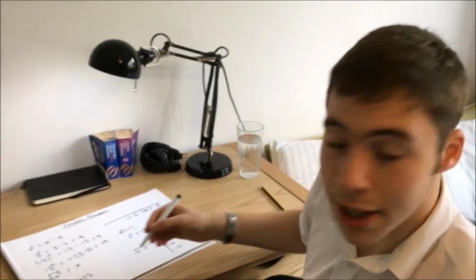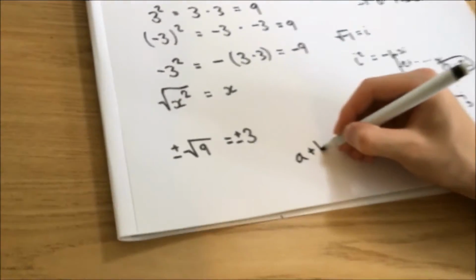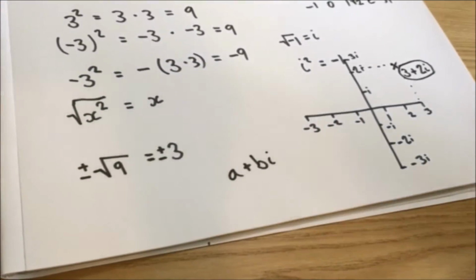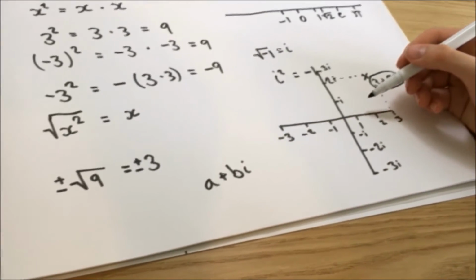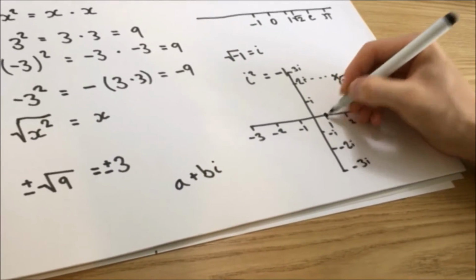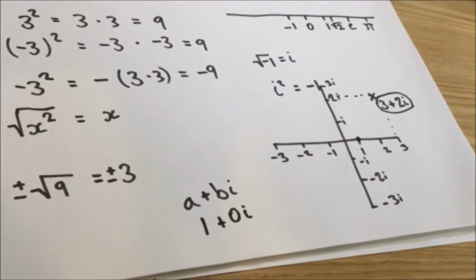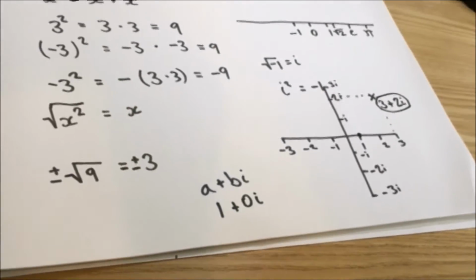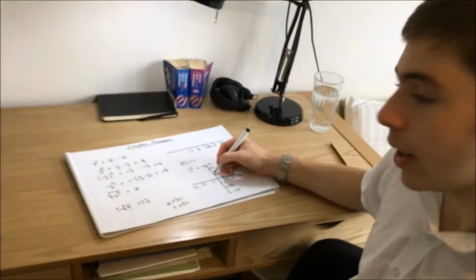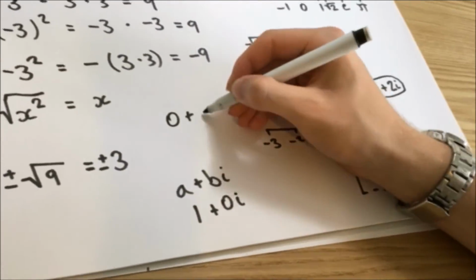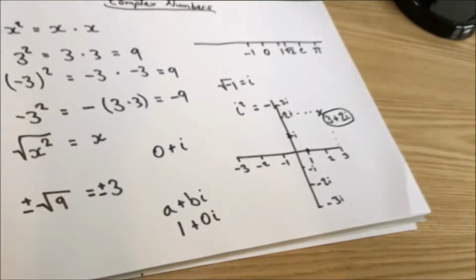And it can be written in the form a plus bi, a real number plus a multiple of i. And real numbers are in this form. For example, this number here, the number 1, can be written as 1 plus 0i, and therefore it is a complex number as well as being a real number. Also, imaginary numbers, for example, here, i, can also be written as complex numbers, 0 plus i. So what can we do with complex numbers?